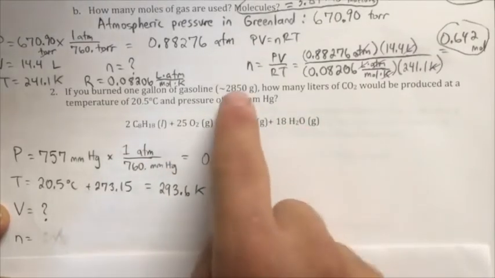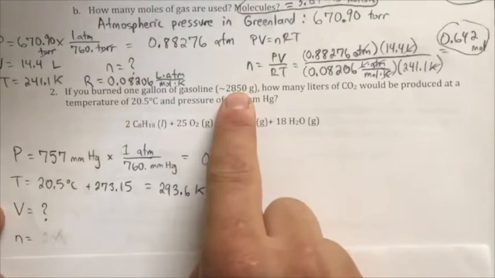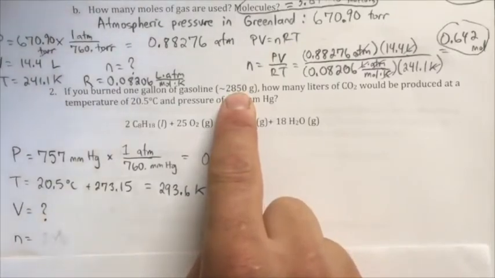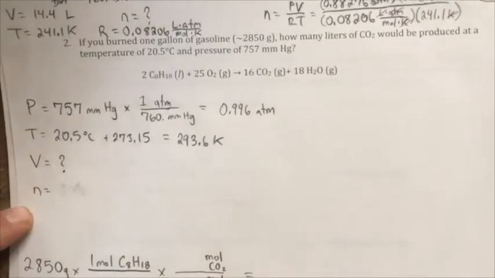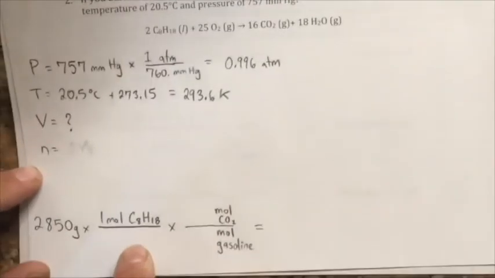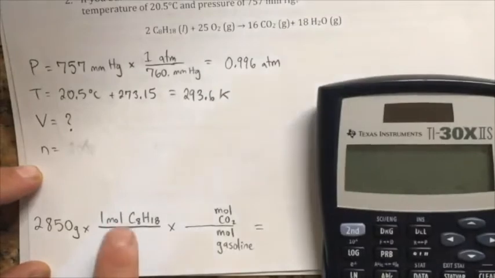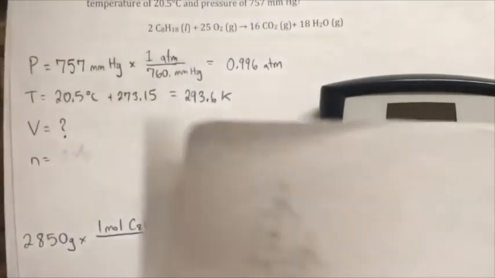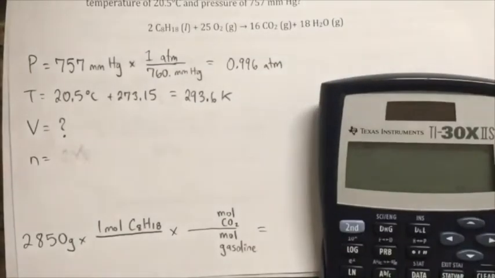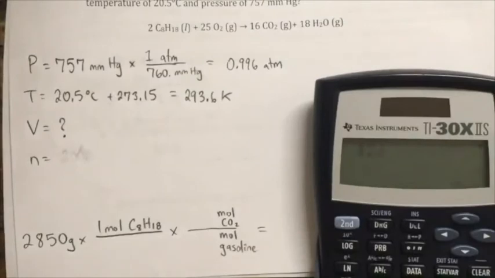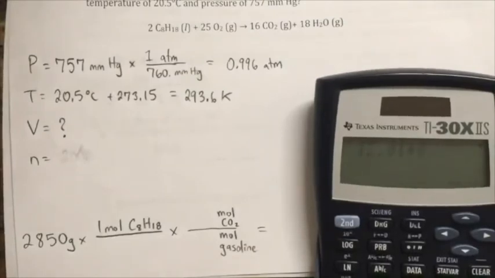Okay. So we start out with 2,850 grams of gasoline, and now we need to figure out how many grams are in 1 mole of gasoline. So, I can look up the molar mass for carbon and hydrogen on the periodic table that we have. So then, 12.01 times 8 equals.